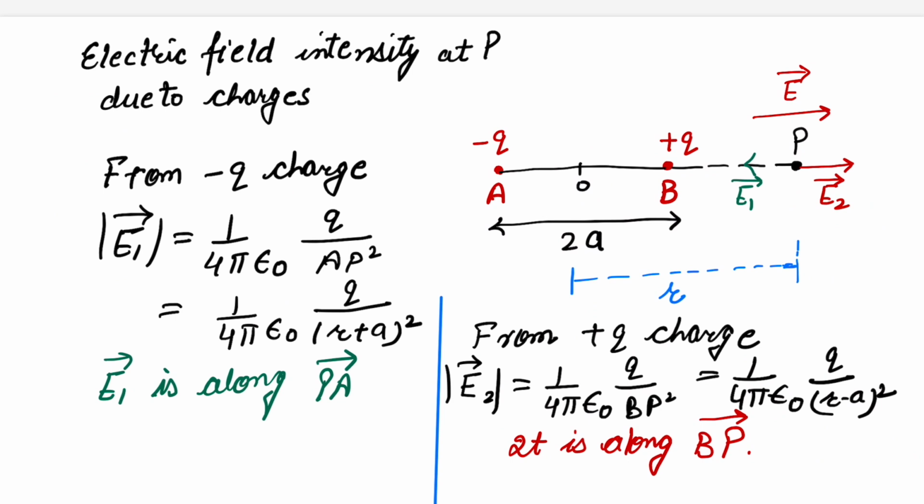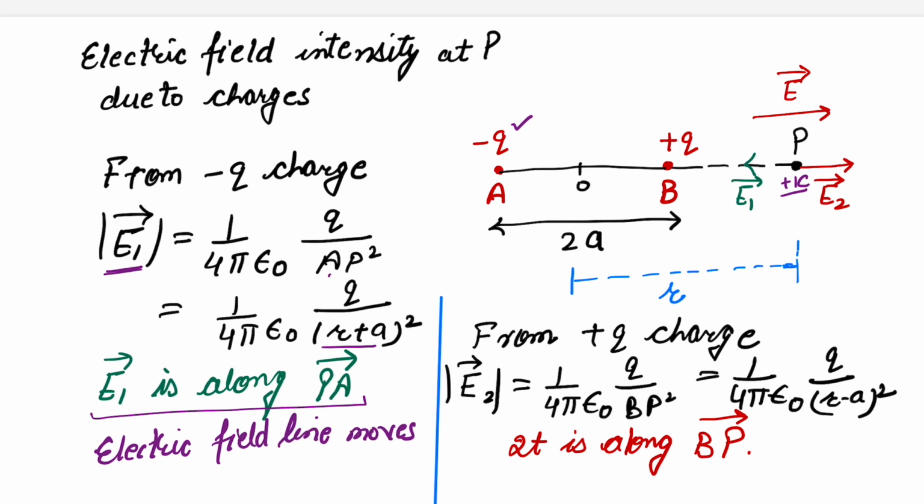Now let us calculate the electric field intensity at point P, which has plus 1 coulomb charge at it. First we will calculate the electric field intensity due to minus Q charge, and we write that as E1. So E1 is equal to 1 upon 4 pi epsilon naught, Q, where Q is the magnitude of the charge, divided by AP square. In the previous page, we calculated AP equal to R plus A, so we substitute that value. E1 is along PA because electric field lines move toward the negative charge. So this E1 is directed toward PA.